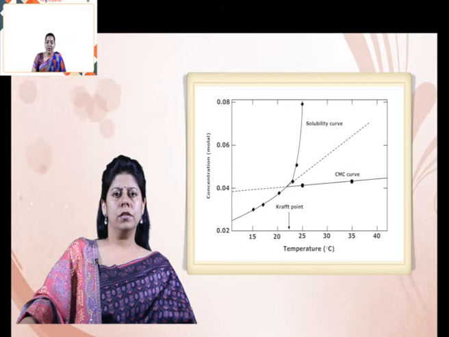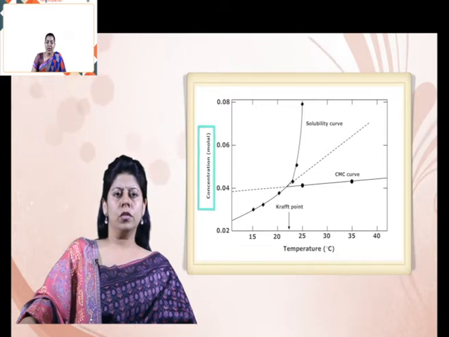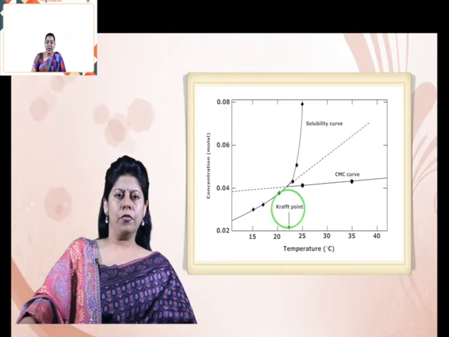Salt addition typically raises the Krafft point, while many other co-solutes decrease it. You can see from the figure we have plotted the concentration on the y-axis and the temperature on the x-axis, and you see that at the Krafft point there is a sharp rise in the solubility of the surfactant.